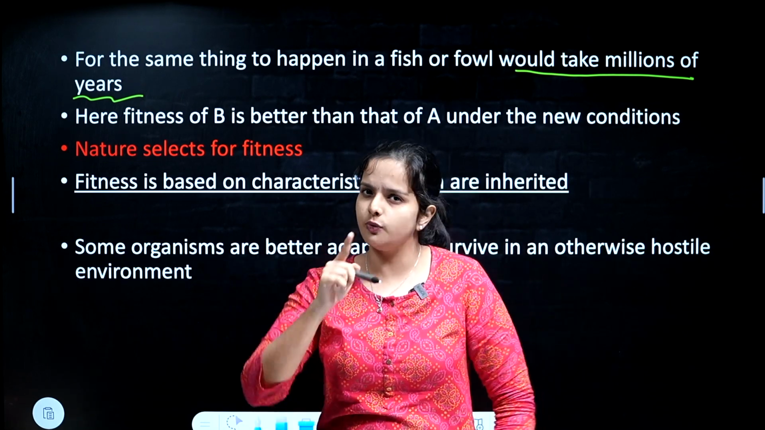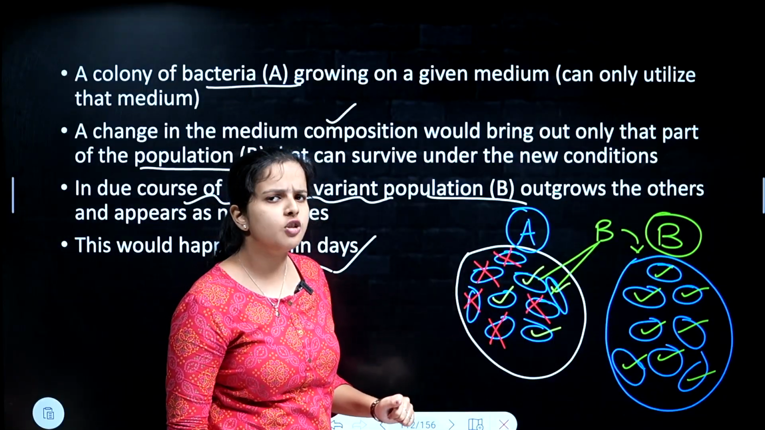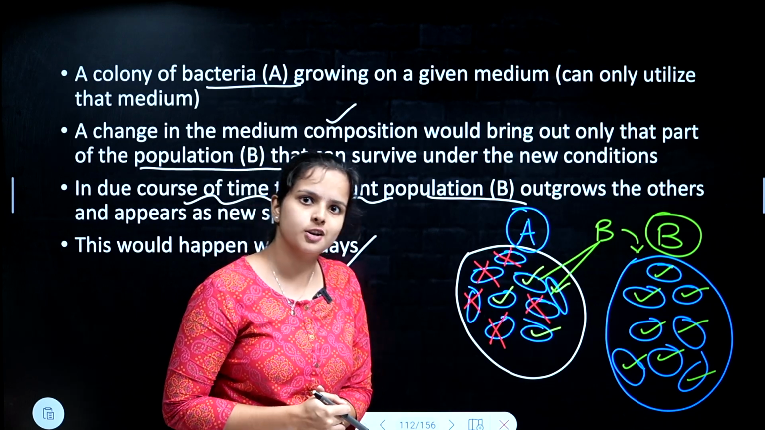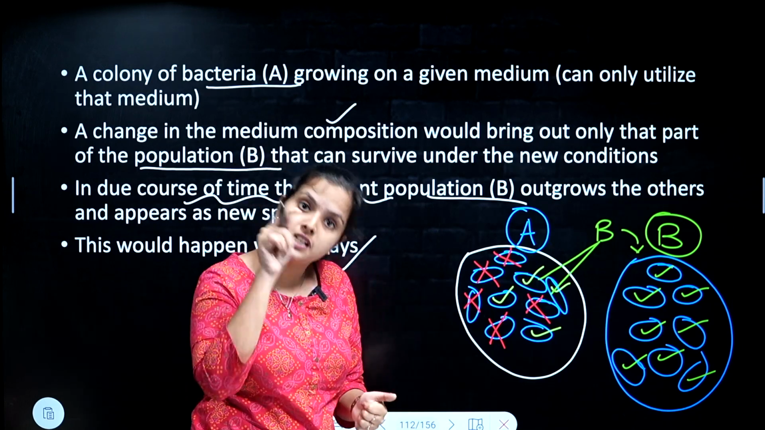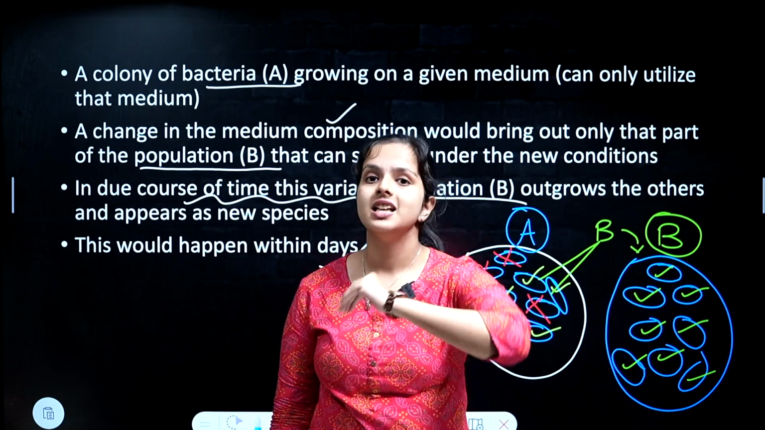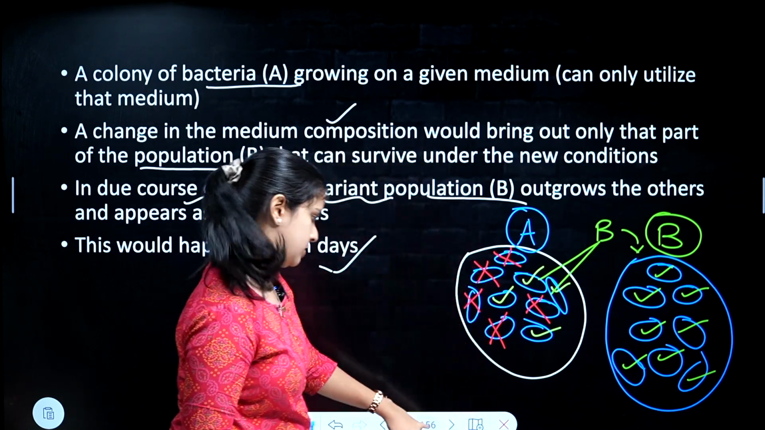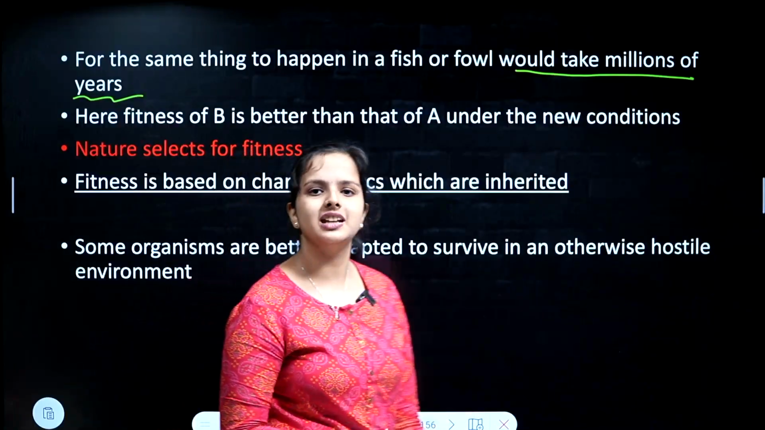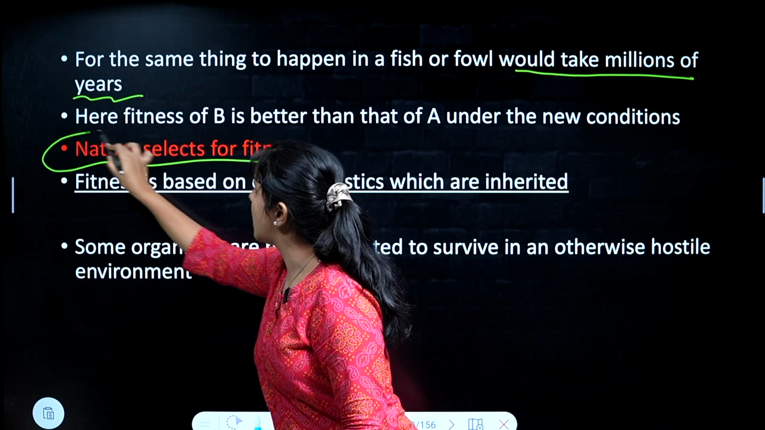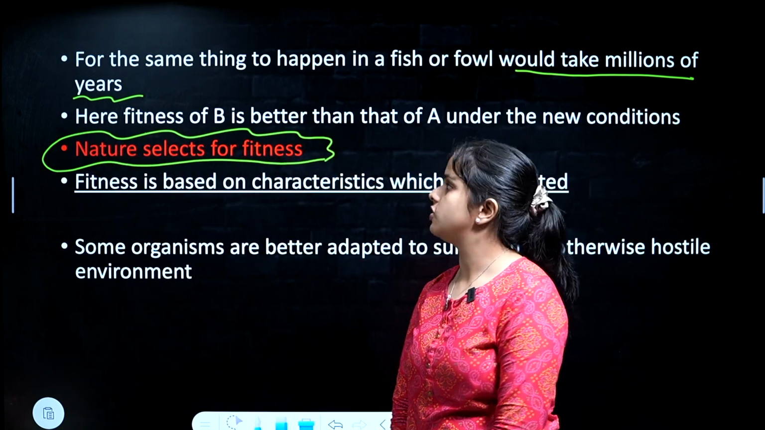But can you say that it won't happen? I mean, it's possible in a bacterial colony. Why is it not possible in a human colony? Or why could it not be possible in any other organism? It could be possible, and it did happen. Okay, when conditions changed, the ones that could survive persisted, and the others perished. So this actually happened in almost all organisms. Okay, this is known as natural selection, and nature selects for fitness. This is how biological evolution took place.